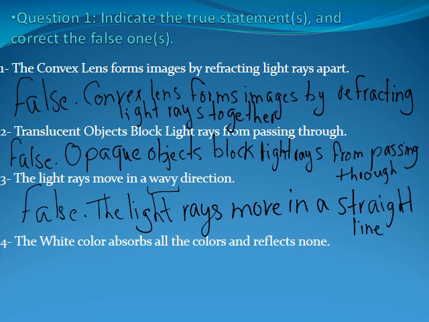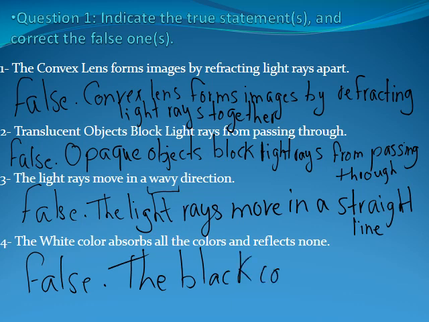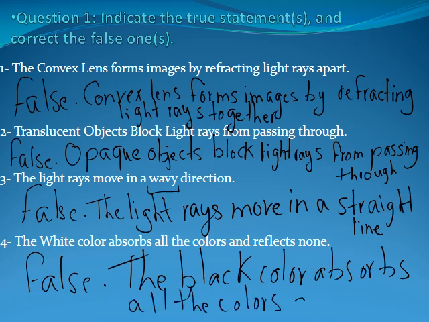Four, the white color absorbs all the colors and reflects none. This is false. Which color? The black color absorbs all the colors and reflects none.